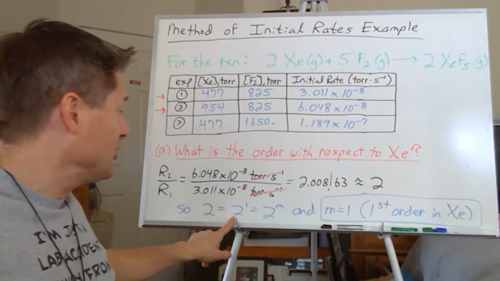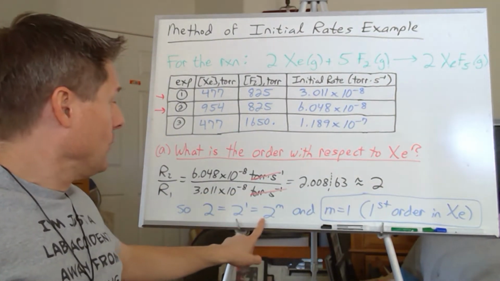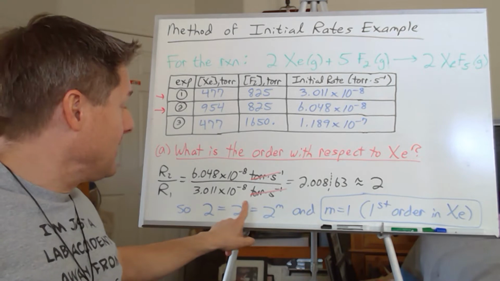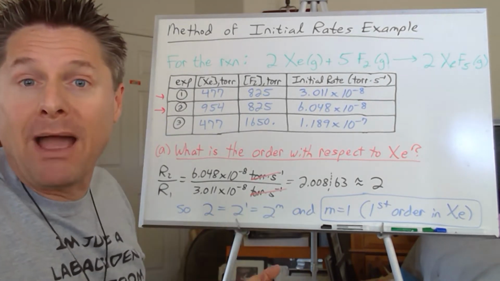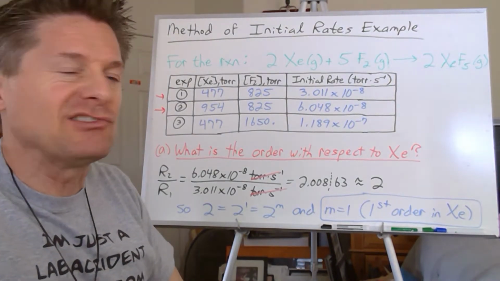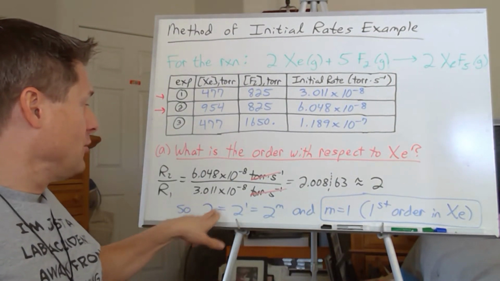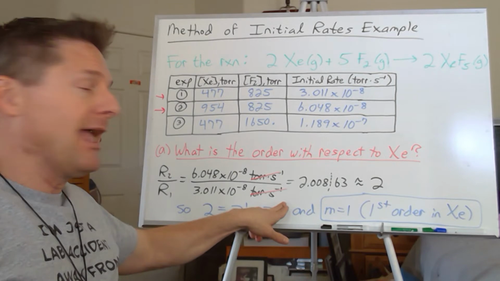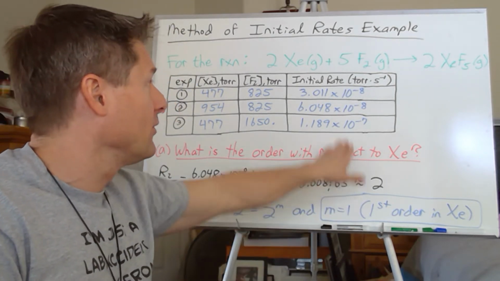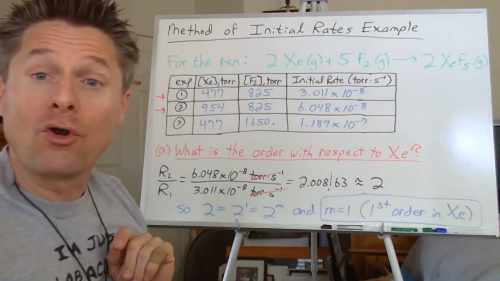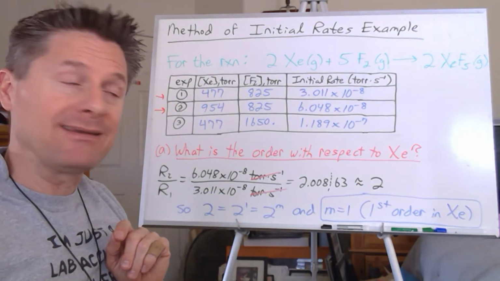That's the ratio, is equal to 2 to the first power, which is 2 to the m, so m is 1. Right? Because we doubled it. Now, if you triple this, we would go 3 to the m power if you triple the concentration, but it's easier just to double it, right? So 2 equals 2 to the first power, 2 to the m, so that means m must equal 1. So that's the order with respect to xenon, so it's first order in xenon.